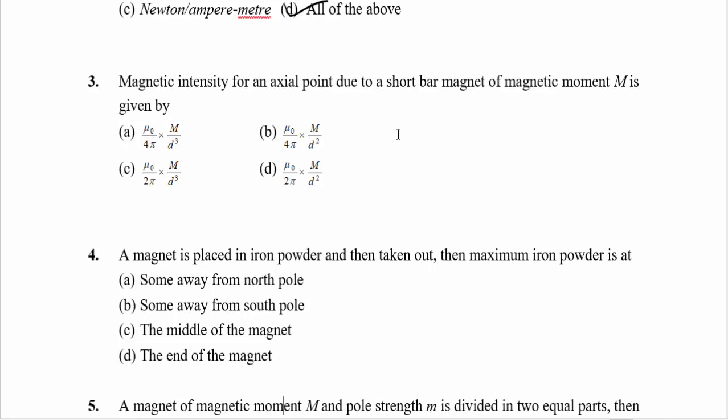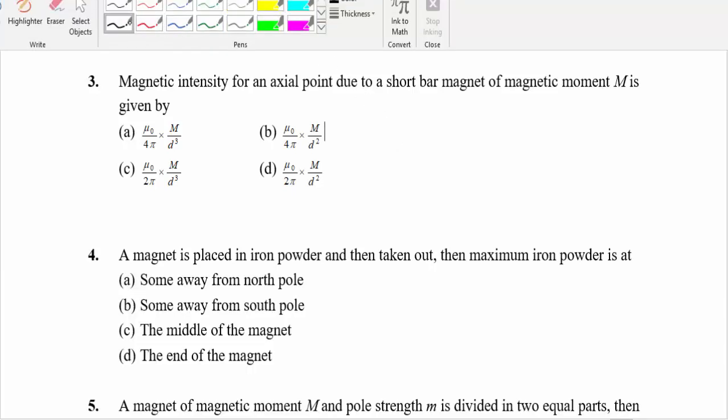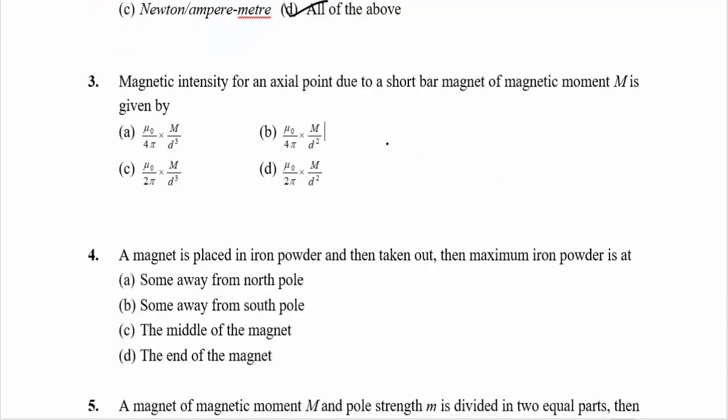So we know that for any short bar magnet, the line from the center along the magnet is called the axial line, and the perpendicular one is called the equatorial line. Now we are asked to calculate the magnetic intensity at any point P.